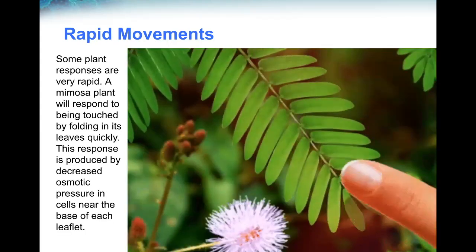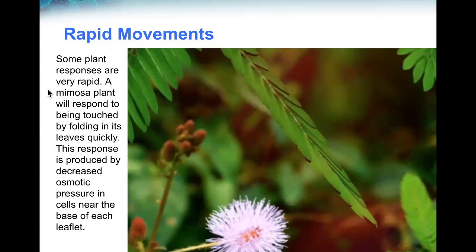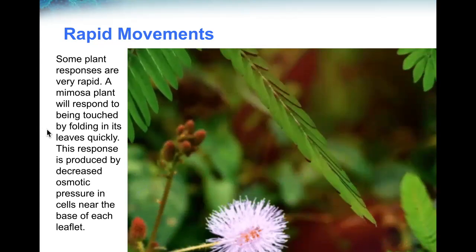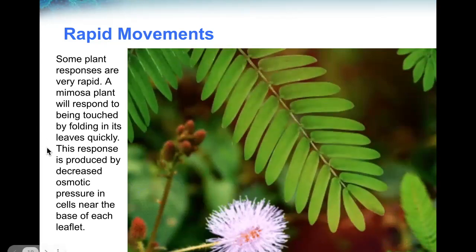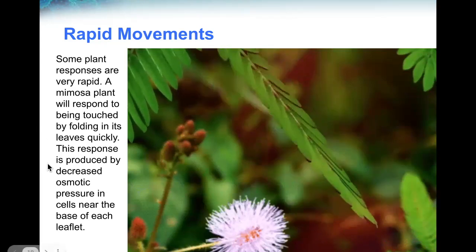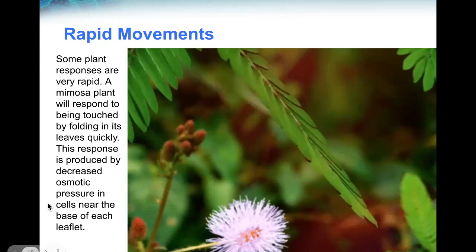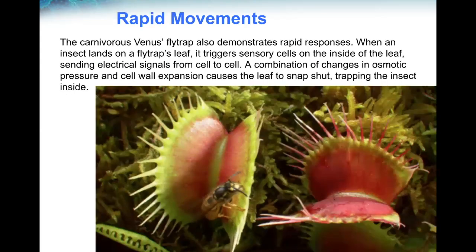Some plant responses are very rapid. A mimosa plant will respond to being touched by folding in its leaves quickly. This response is produced by decreased osmotic pressure in cells near the base of each leaflet.